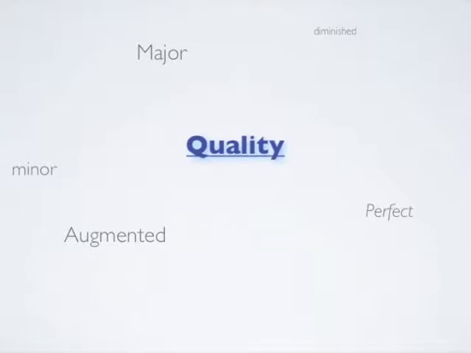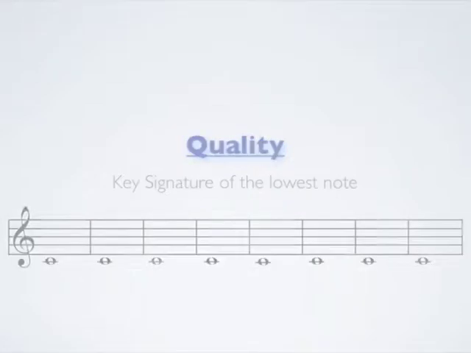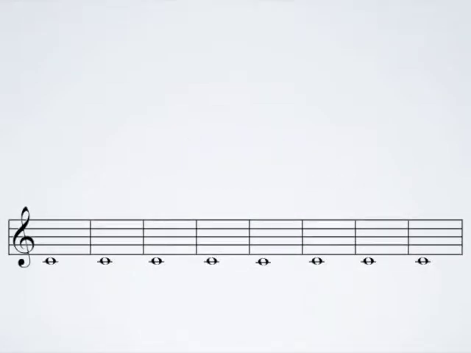Now, the deciding factor regarding quality of an interval is the key signature of the lowest note. Let me say that once more. The key signature of the lowest note determines the quality of an interval. So for an example, we'll use the key of C, no sharps or flats, as the lowest note in this set of intervals. So as long as the upper notes stay in that key of C, all of these intervals will be called either major or perfect.